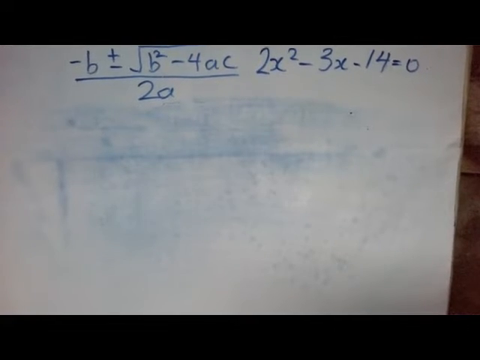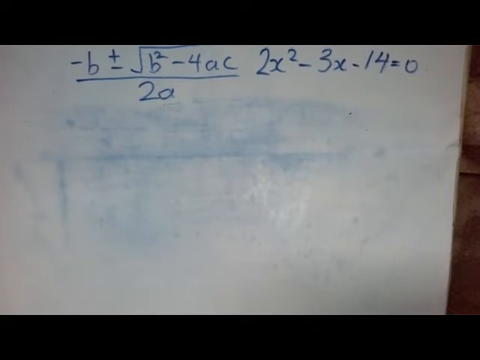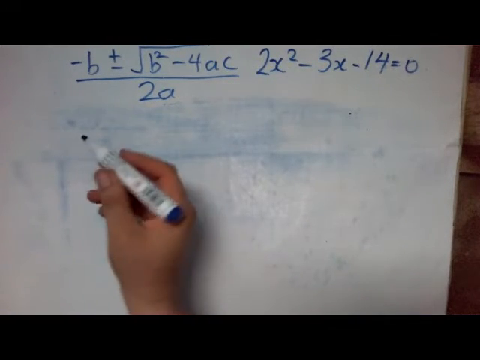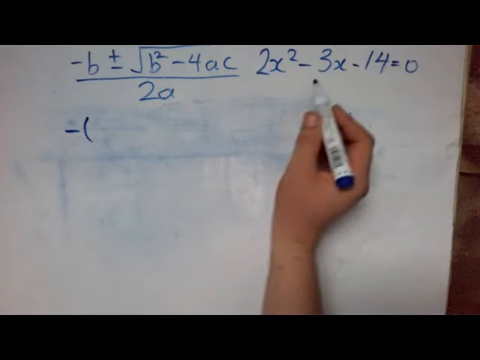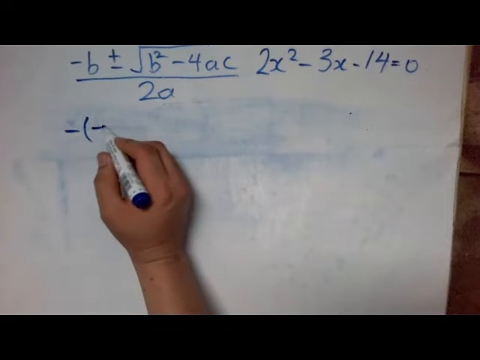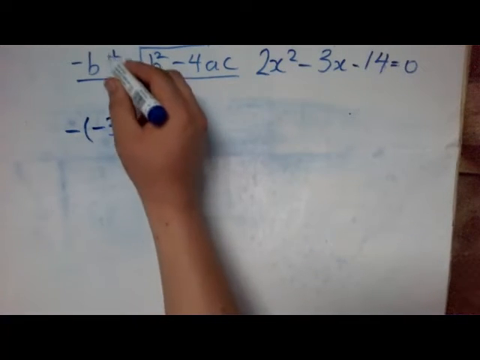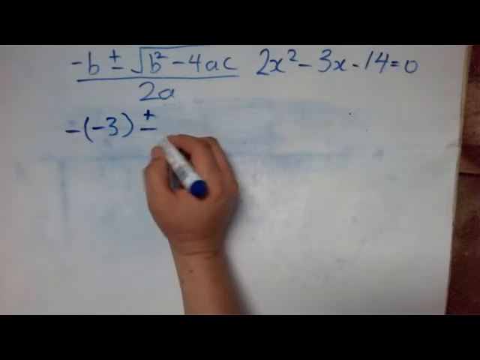So a is 2. We have b to be the coefficient of x, which is minus 3. And we have c to be the last number without any figure, any letter attached to it, which is minus 14. So all we need to do is to start fixing these figures on the formula. So we start from where we used to start. Minus b is minus 3. We bring down our plus and minus.